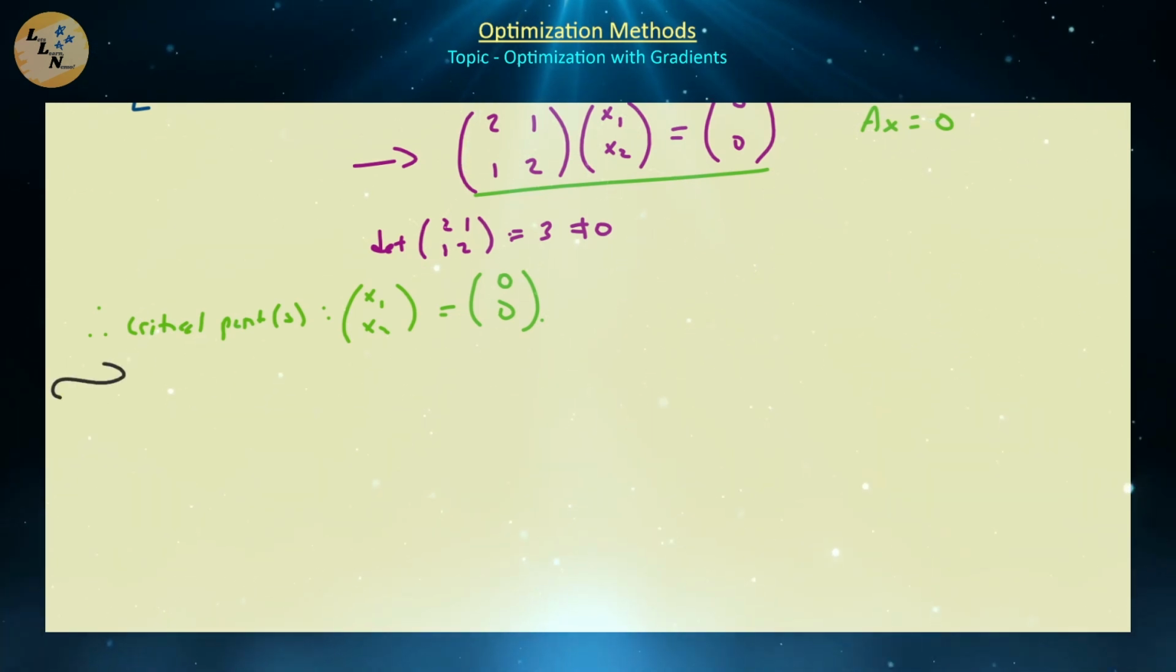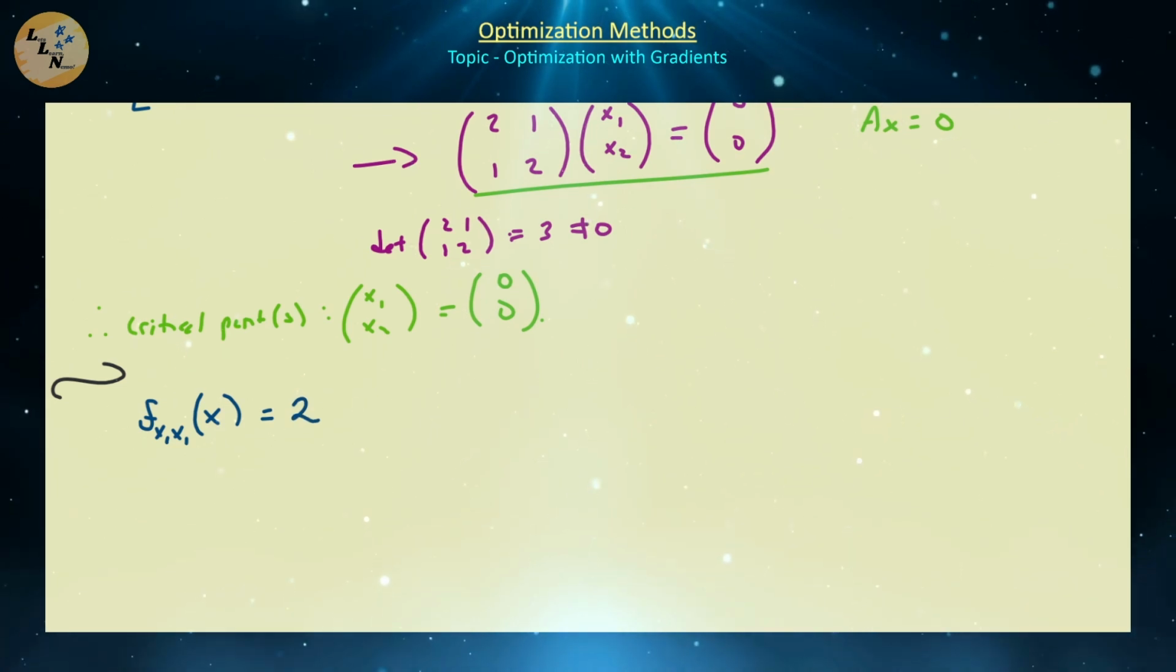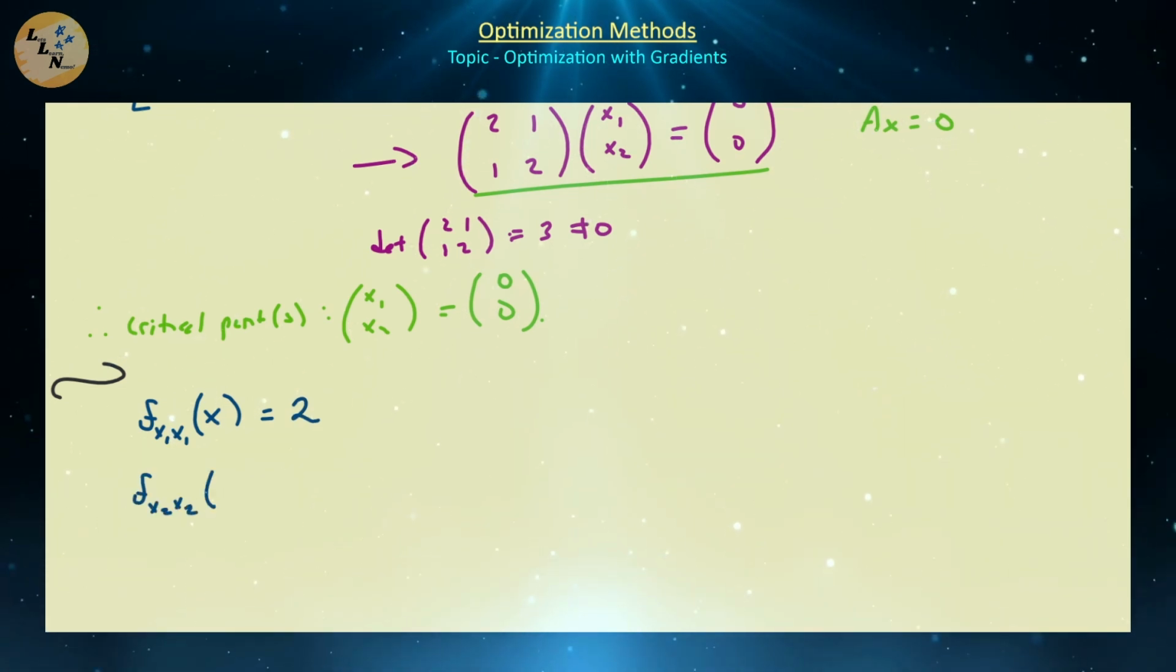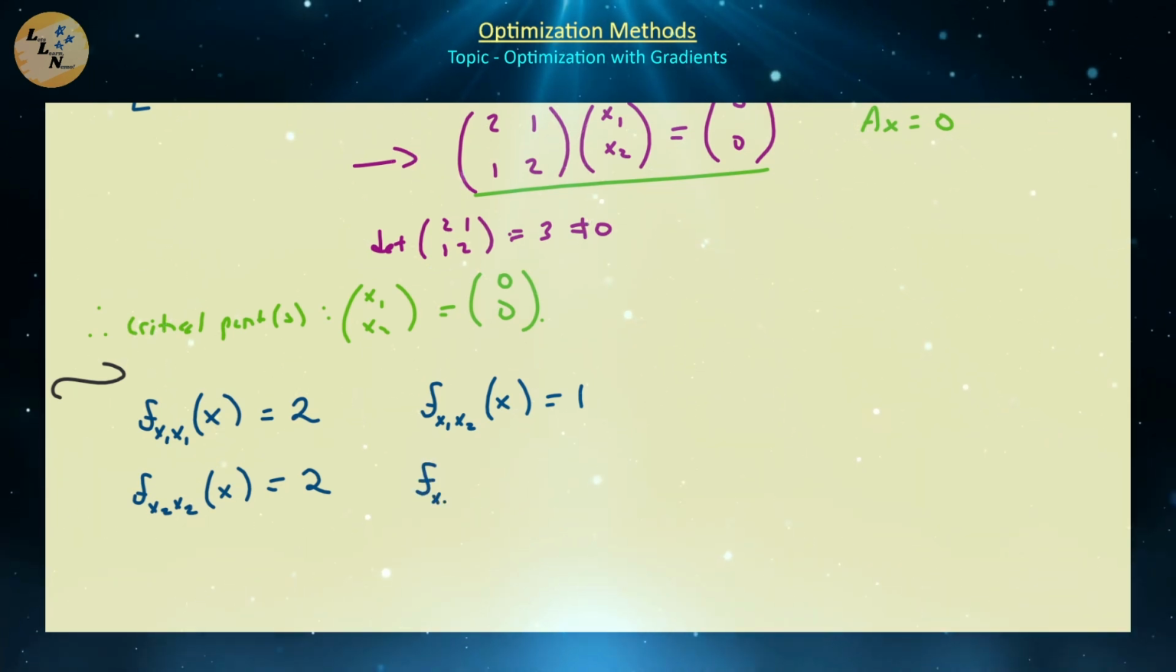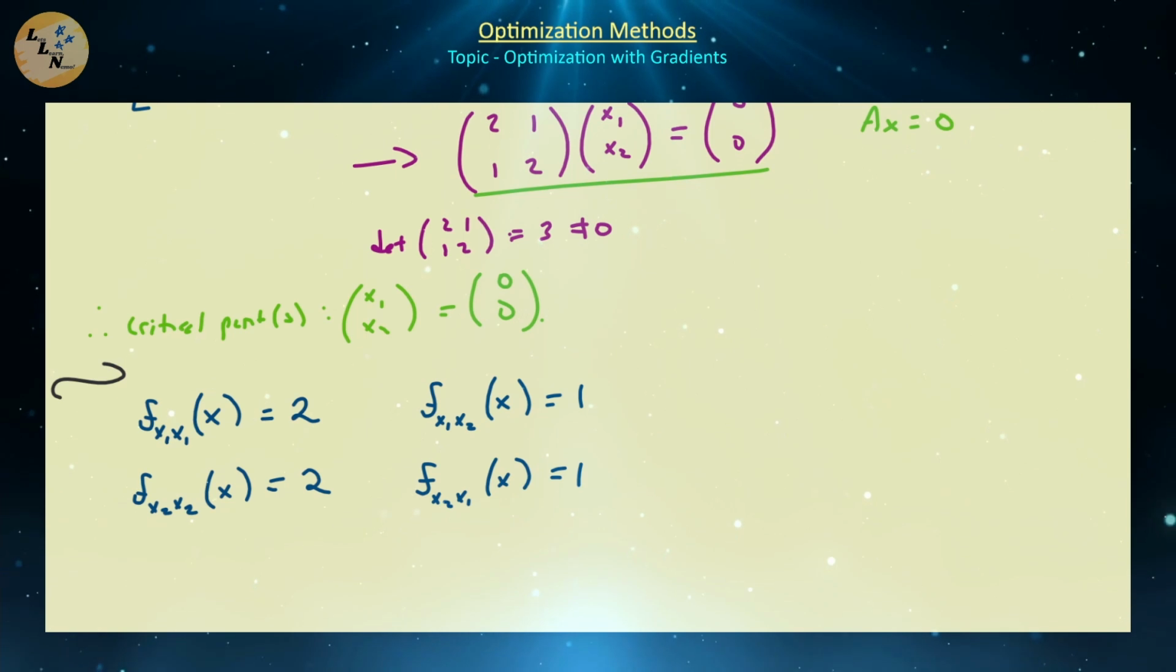So the next thing we need to do is construct what is called the Hessian matrix. We need to take all of the second order partial derivatives, construct a matrix from them, take the determinant, and analyze. The second partial derivative with respect to x1 twice can be found to be equal to 2. The second partial derivative with respect to x2 twice can be found to be equal to 2. The partial derivative with respect to x1 and then x2 of f can be found to be 1, and the partial derivative with respect to x2 and then x1 can also be found to be equal to 1.